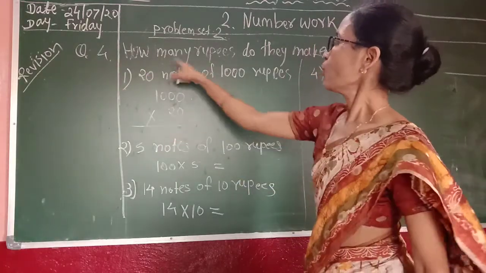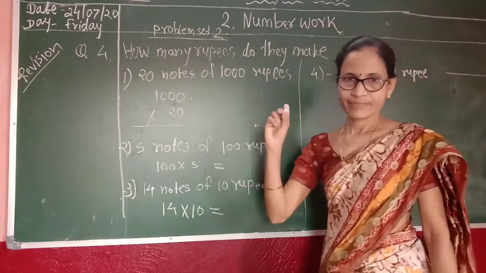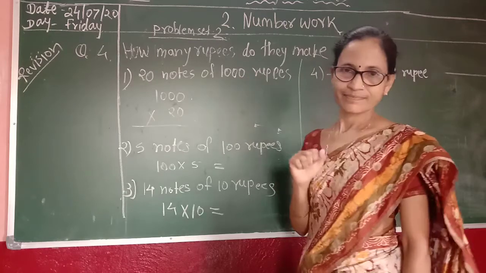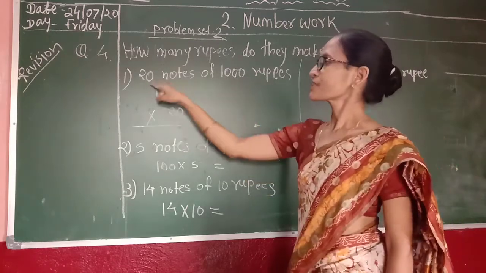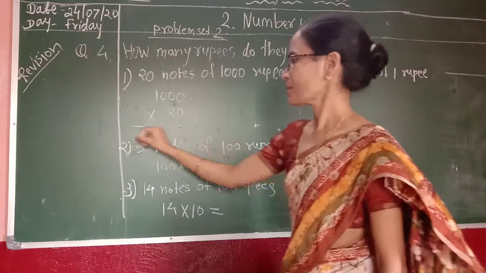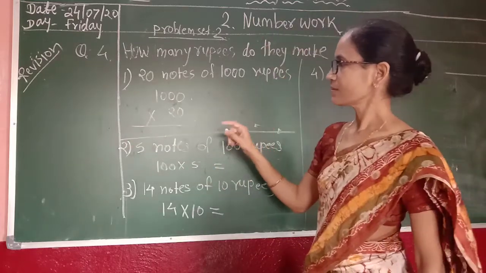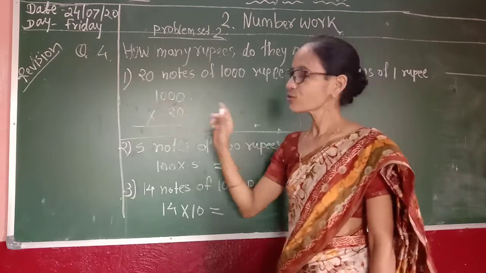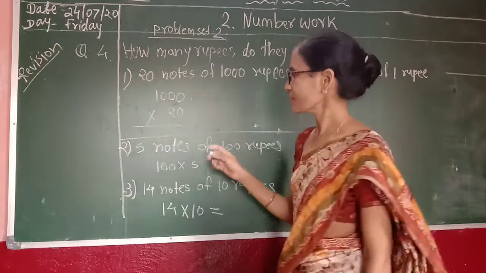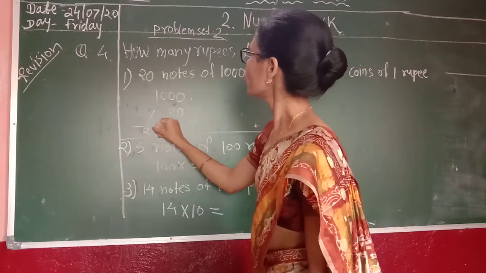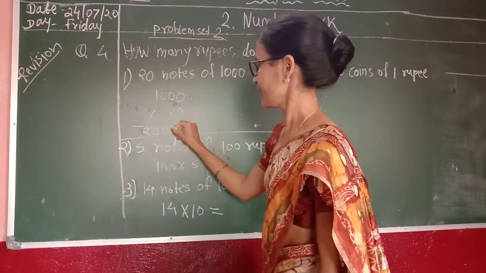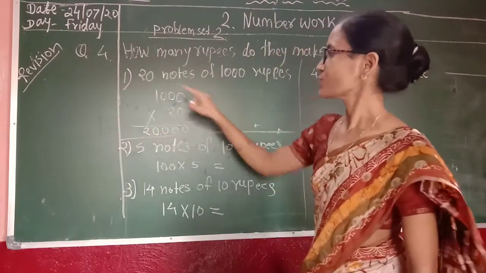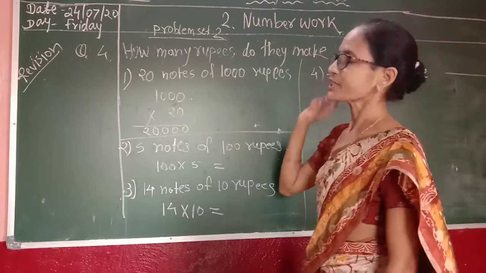What is the question number 4? How many rupees do they make? First one is 20 notes of 1000 rupees. आपके पास 1000 rupees के 20 notes हैं, तो कितने रुपीस होंगे आपके पास? How many rupees make total? 1000 rupees के 20 notes हैं आपके पास, तो टोटल रुपीस कितने होते हैं? 20,000. 20 notes of 1000 rupees.